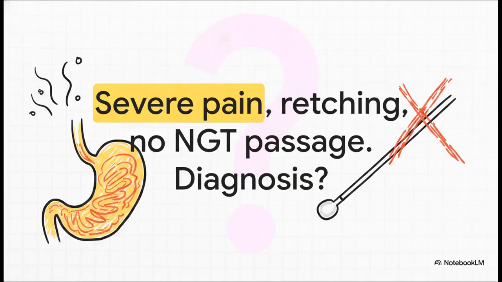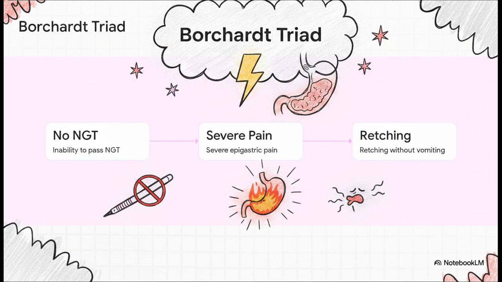Imagine you're on call. The ER doc pages you about a patient who literally just rolled in. They're presenting with severe, sudden epigastric pain. They are violently retching, but nothing is coming up. Absolutely no vomitus. And to make matters worse, the ER team has tried repeatedly, but they just cannot pass a nasogastric tube. So what's your primary diagnosis here? Take a second and lock it in. If you guessed gastric volvulus, boom, you are spot on.